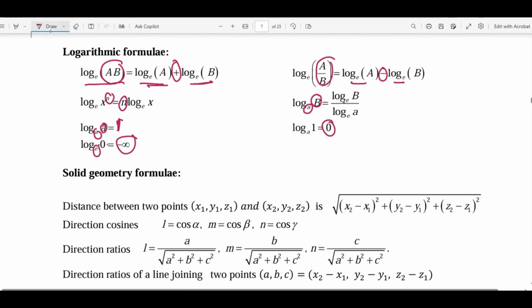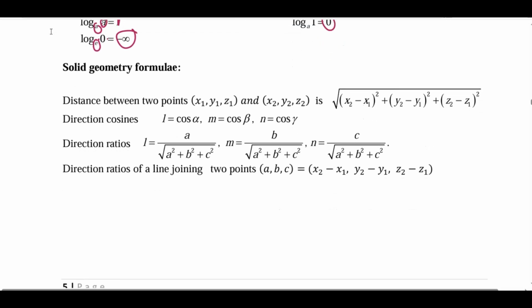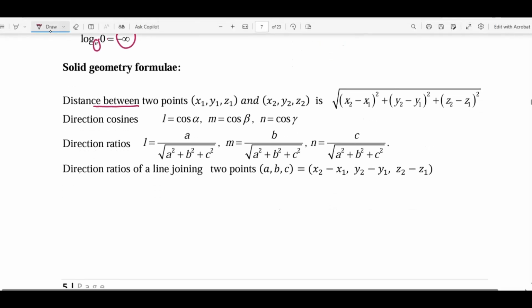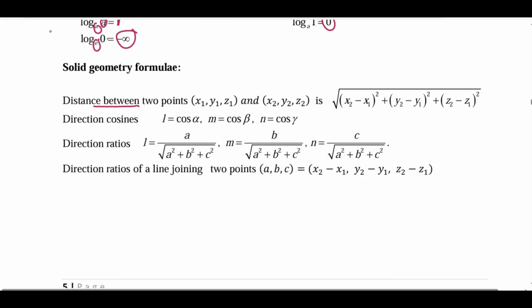Then the next one is solid geometric formulas. We have solid geometric formulas. Distance formula: square root of (x2 minus x1) whole square plus (y2 minus y1) square plus (z2 minus z1) square, if they are three points in three dimensions. Then direction cosines will be l equals cos alpha, m equals cos beta, n equals cos gamma. The direction ratios: l will be a divided by root of a square plus b square plus c square, m will be b divided by root of a square plus b square plus c square, and n will be c divided by root of a square plus b square plus c square. Then the direction ratio of the line through 2 points will be x2 minus x1, y2 minus y1, z2 minus z1.